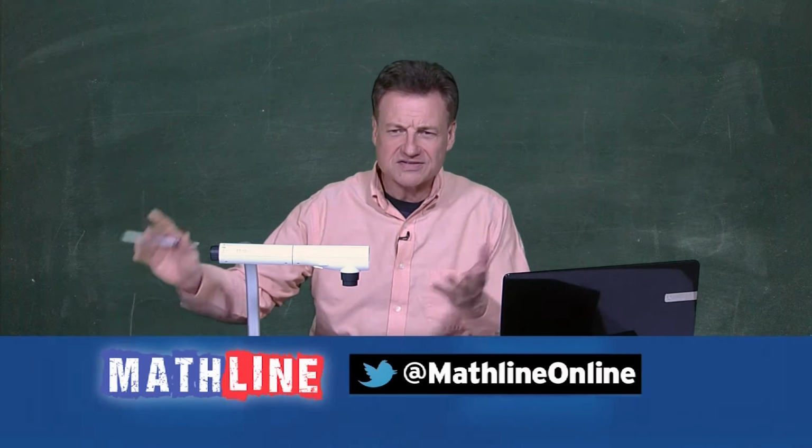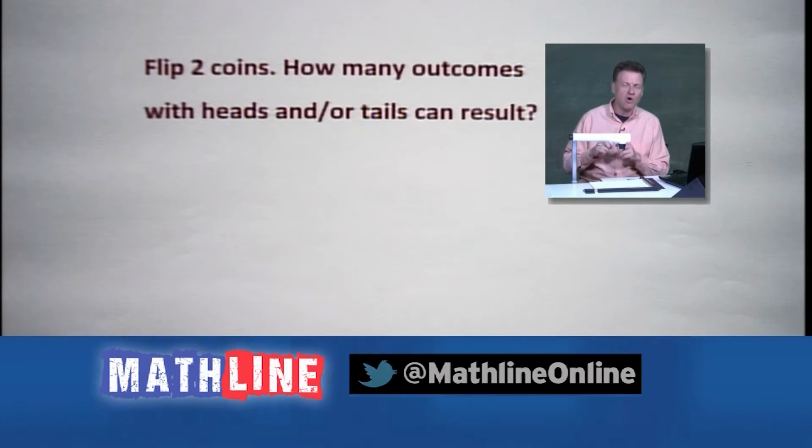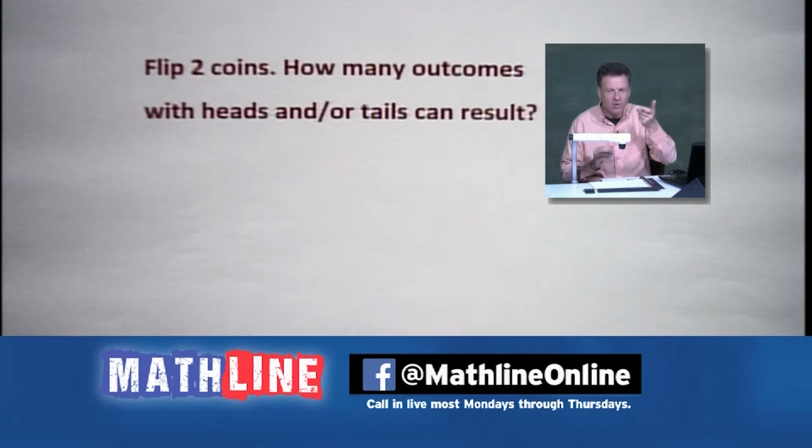Now, let's take another look at a situation here. It says, let's flip 2 coins. So we think of a coin that has either heads or tails. It has one or the other. And it says, how many outcomes with heads and or tails?